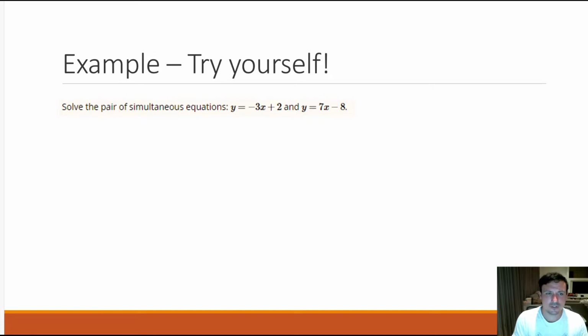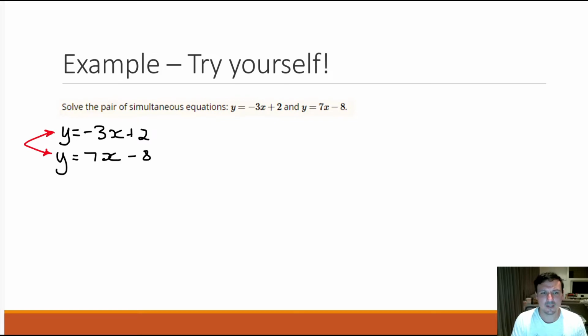Okay, let's go through the solution. We have y equals negative 3x plus 2 and y equals 7x minus 8. If they're both equal to y, one way we can look at it is that I can substitute this into this. So I can replace that y with negative 3x plus 2.